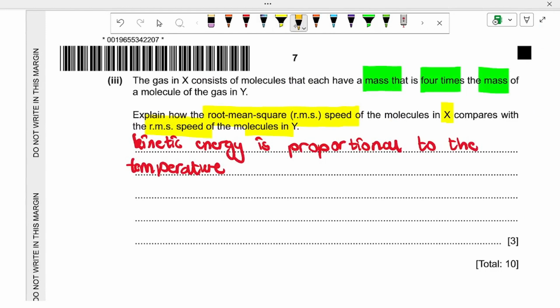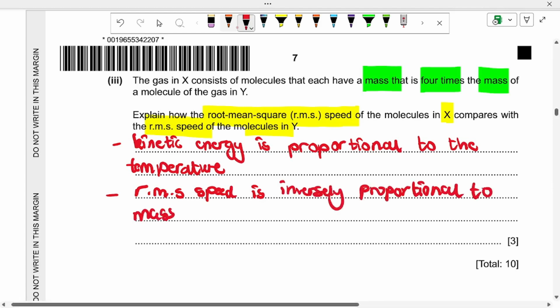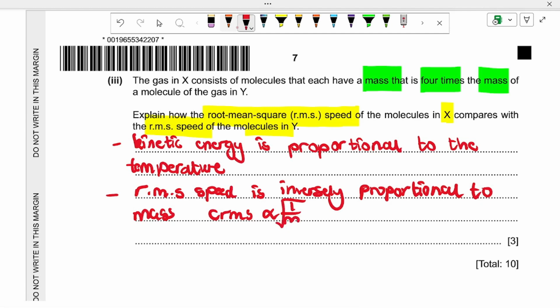So first, look at your variables. You're given mass, you're given RMS. Look at the relationship. Use an equation, guys. That's going to tell you the relationship between those two variables. So the equation will tell me that the root mean square speed is inversely proportional to the square root of mass. So if we take the square root of mass and C RMS, they're inversely proportional.